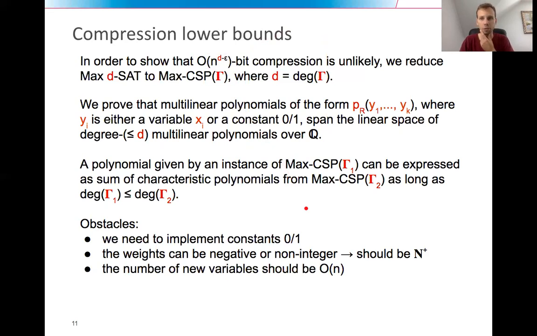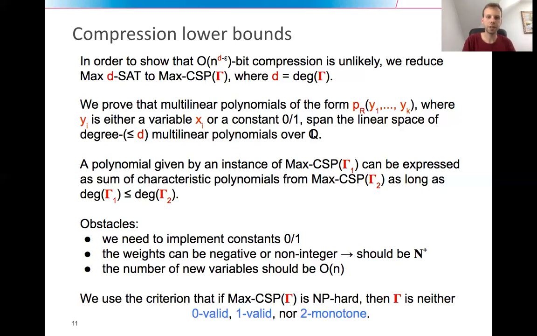And it is not always possible to make this reduction work because Max CSP gamma can be polytime solvable, and then we shouldn't be able to construct any compression lower bounds. But let's recall this dichotomy theorem, which gives structural properties on gamma that make Max CSP gamma NP hard. And similarly, as in the proof of this dichotomy theorem, we exploit these properties in order to make appropriate gadgets.